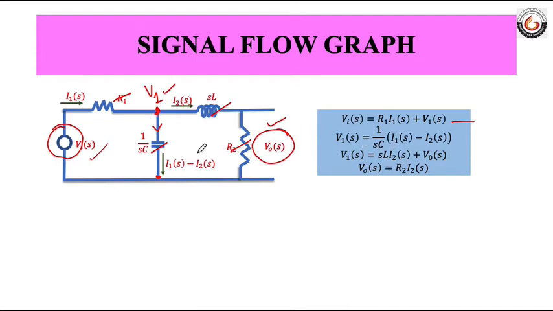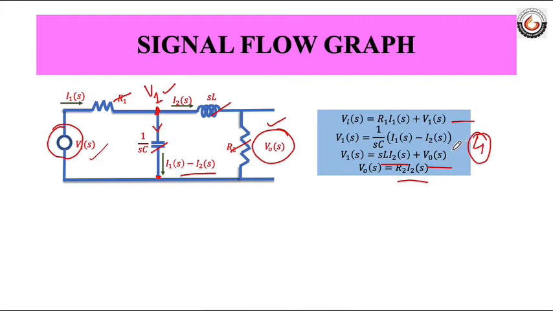And V1 is what? 1 by sC times (I1 minus I2). From this branch, my branch voltage is V1. Again, I can write V1 in terms of this loop. So it is sL I2(s) plus V0, and V0 is R2 I2(s). Okay, so these are my 4 equations.